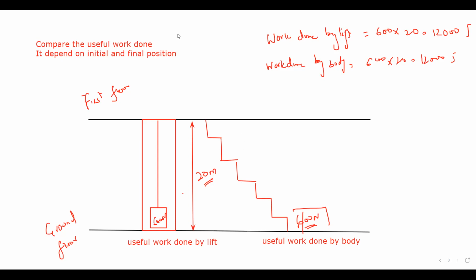Is the concept of useful work done clear? In all these cases, the useful work done by the lift is the same as the useful work done by the body. The body will also produce more energy in the form of heat. There will be wasted energy as well. But the useful work done by the lift will be the same as the useful work done by the body, because they are moving to the same height. If they move to the same height, whatever route or path they follow, the work done does not depend on that path.